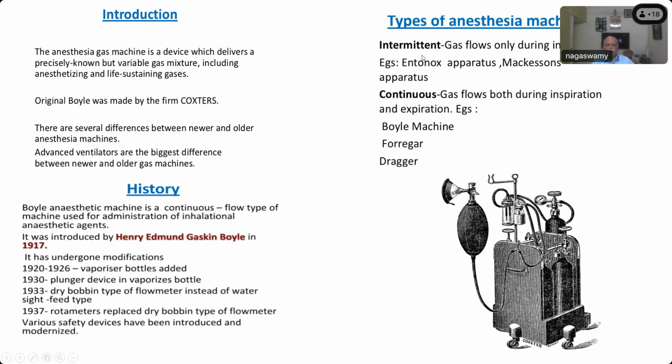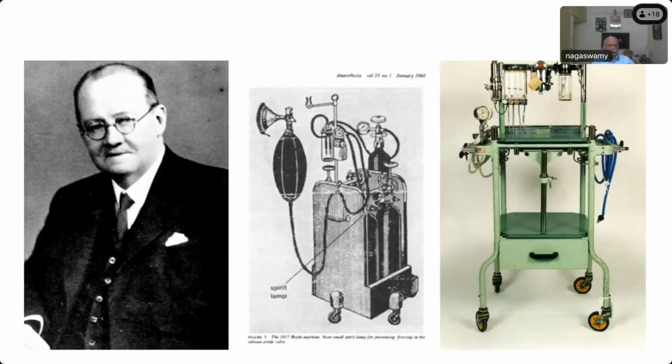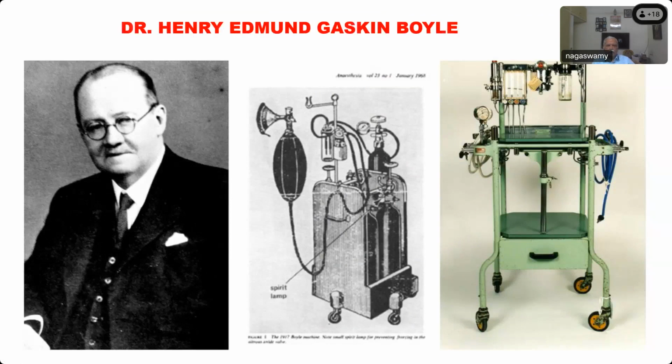And original types of anesthesia machines were called intermittent gas flow and continuous flow. And continuous flow machines are the Boyle machine, Foregger, Draeger, and all our modern GE machines, everything comes under this. Now this is the person, Henry Edmund Gaskin Boyle, and this is the machine that he used. And you can see here in this flow meter, there is an orange colored knob. This flow meter is for cyclopropane. Okay, so gray color is for carbon dioxide, white for oxygen, blue for nitrous oxide. So there were 4 flow meters in the very old machines. And then you had the same 2 pressure gas cylinders, and all these things were there.